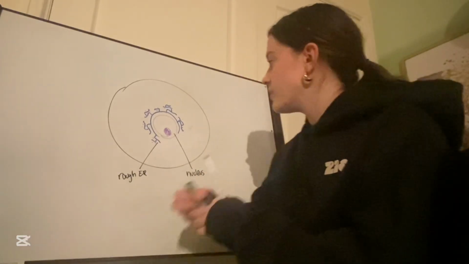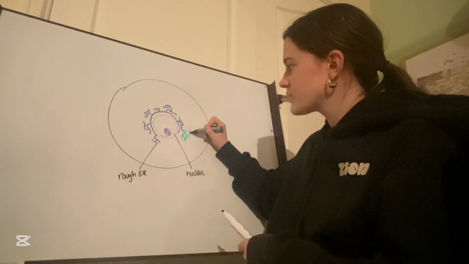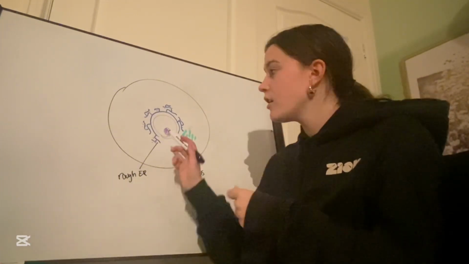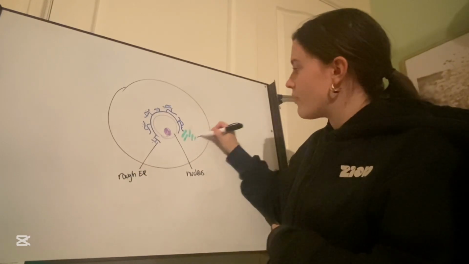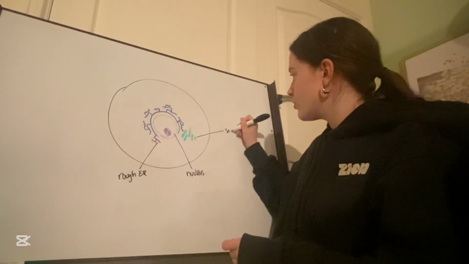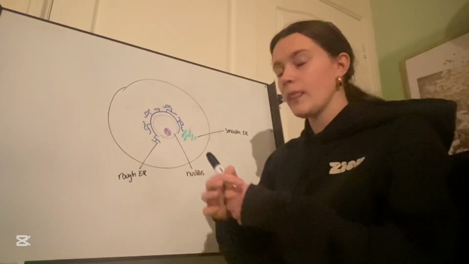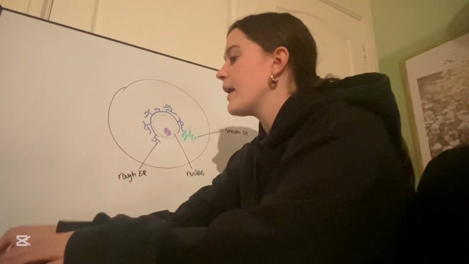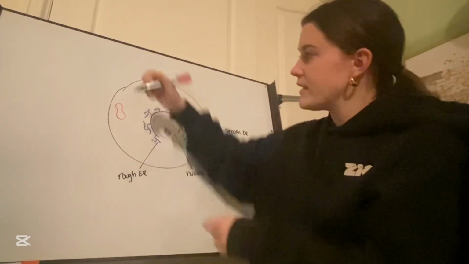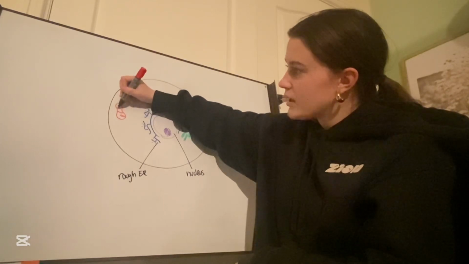There is also the smooth ER, which I'm going to draw in a different color. I'm pretty sure it looks kind of like this, and it'll be near the other ER. It does not have these little ribosomes on it. So this is the smooth ER. Then next we have the mitochondria, which have these little folds in them, which hopefully we'll be able to see.